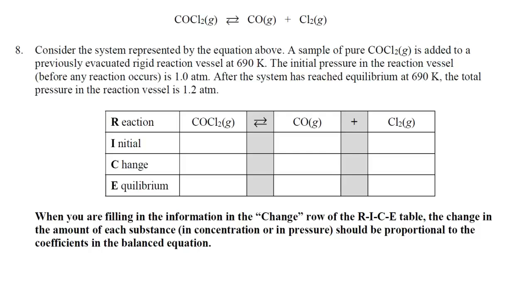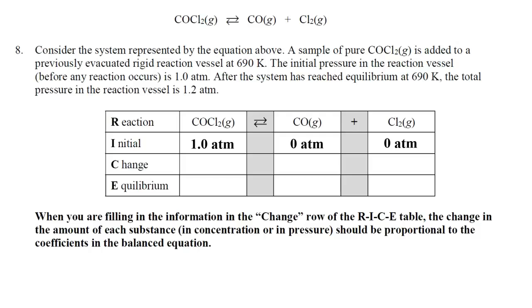And if the initial pressure in the reaction vessel is 1 atmosphere, then that would be the partial pressure of the only gas that was added to this reaction vessel. So we can assume that the partial pressure of CO and Cl2 would be 0 before any reaction occurs. Now let's move on to the change row of this RICE table.